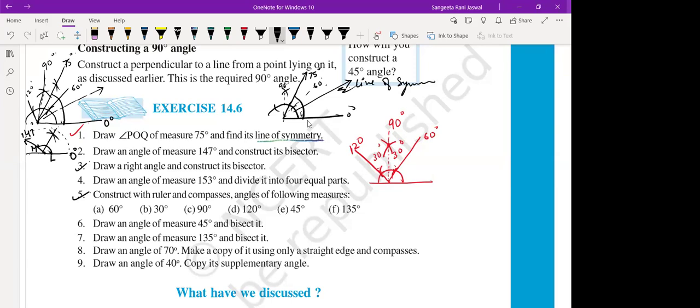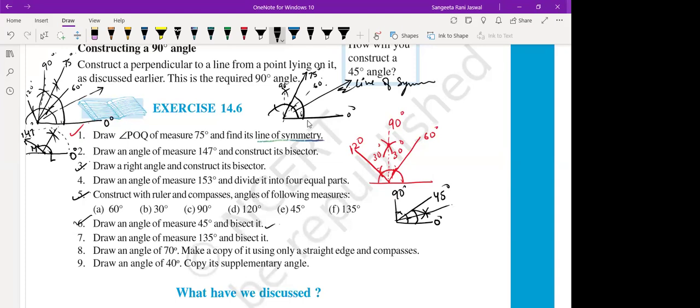Then draw an angle of measure 45 degrees and bisect it. Please listen to the homework I am giving you. You will get 45 degrees when you bisect 0 degree and 90 degrees. And bisect it: when you get 45 degree, then again you have to bisect it by making arcs here like this. Then 0 and 45 you have to bisect.